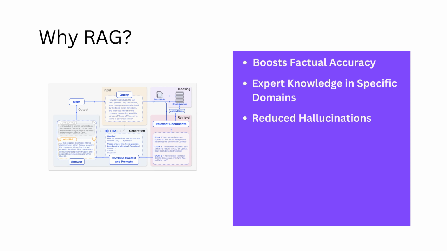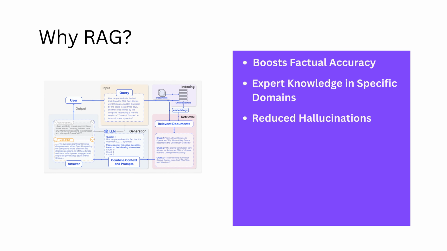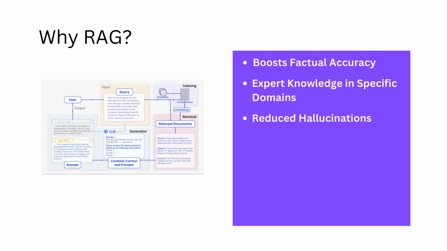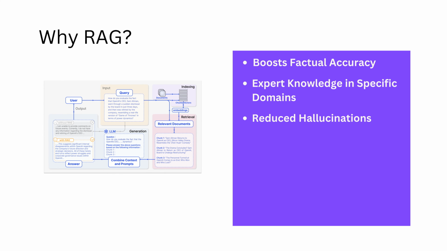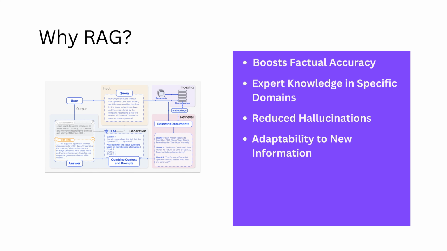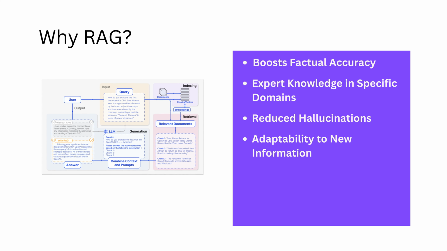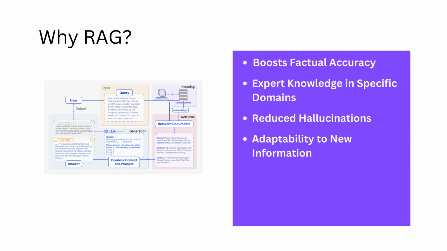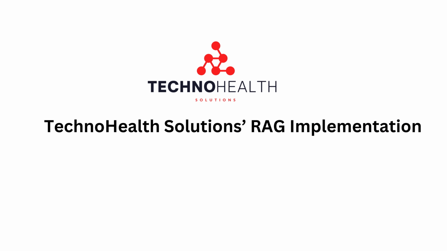LLMs sometimes make up information that sounds convincing but isn't true. RAG reduces this risk by providing the AI with reliable sources to back up its claims, leading to more trustworthy responses. LLMs trained on older data can quickly become outdated. RAG solves this by giving AI access to up-to-date sources, so it can always provide current information. Here's how TechnoHealth Solutions built their RAG solution to make their AI smarter, faster, and more reliable.